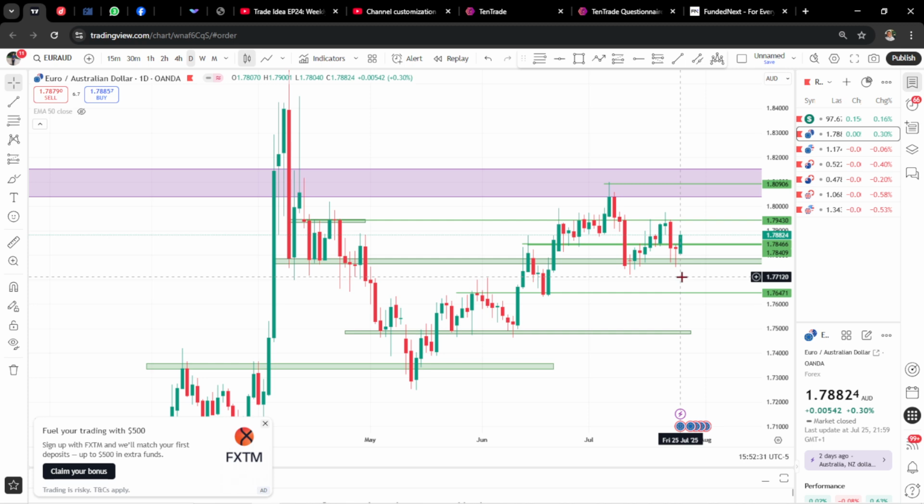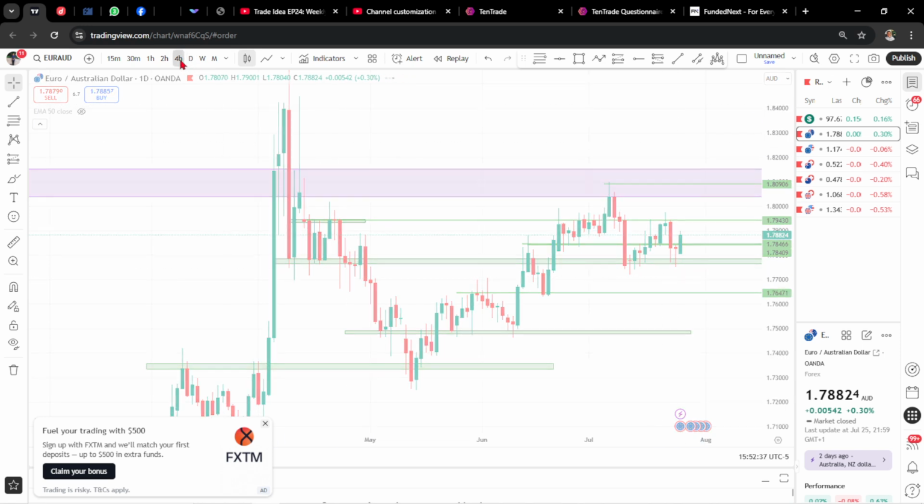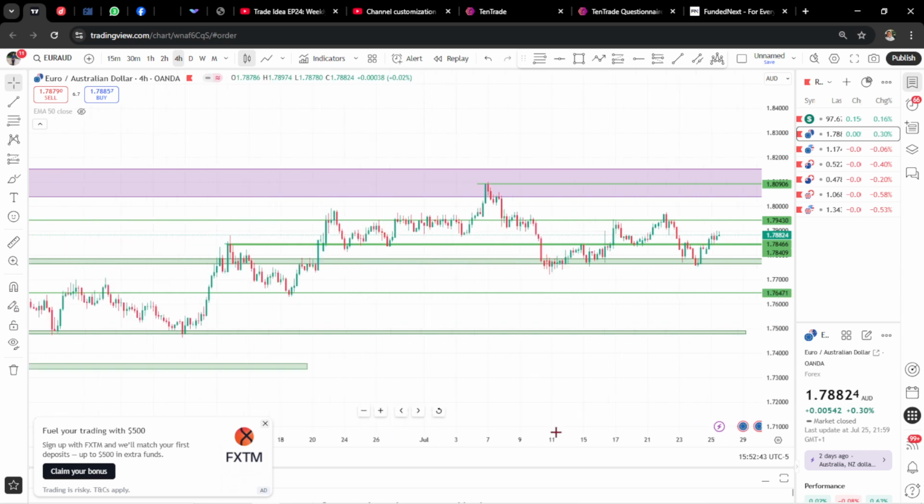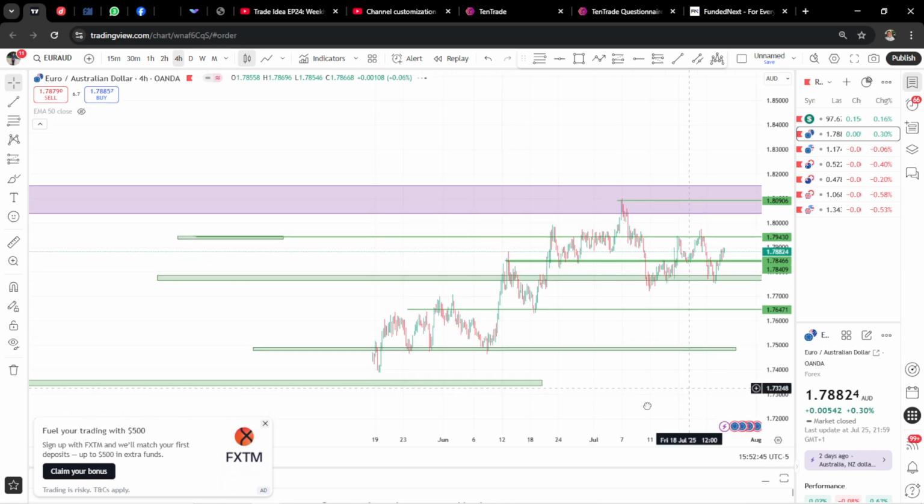But for me to enter this market, I will not just be watching it from the daily time frame. I usually scale down to 4 hours to refine my entry more. So for us to trade this market next week, this is what I'm really looking at.